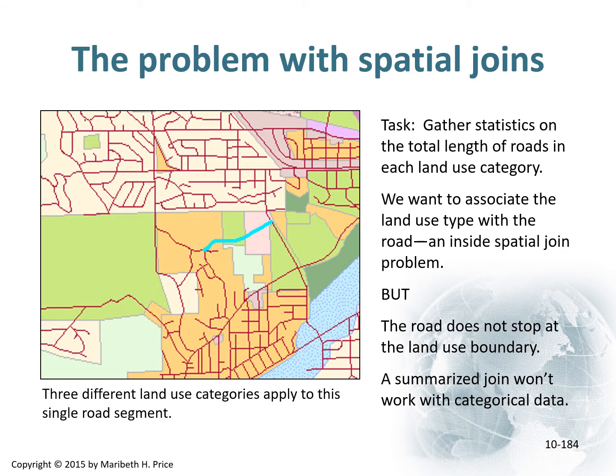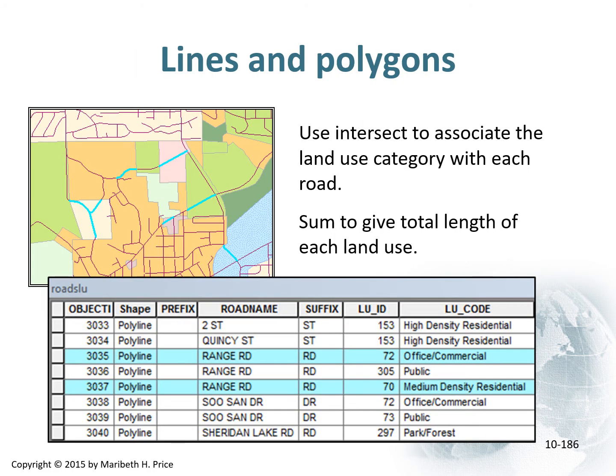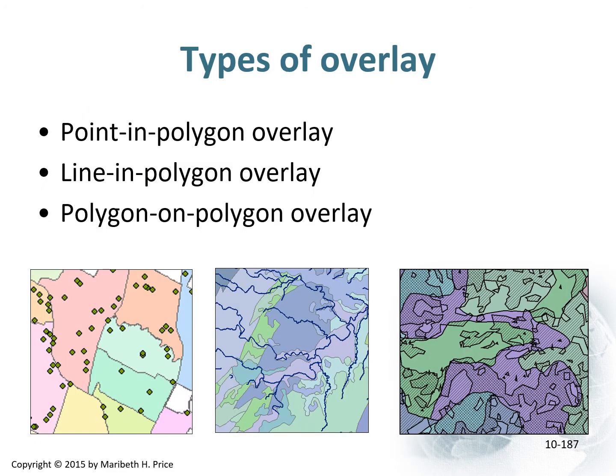Spatial joins, on the other hand, are awesome for some things, but they're not awesome for other things. They allow you to do things like gather statistics on road lengths and stuff like that, but the problem is when things cross over boundaries. That's where the overlay functions work better. So map overlay will split those things instead of just doing the spatial join. Lines and polygons use intersect to associate land use categories with the road. So you've got a road, you've got land use, use intersect, it then figures it out.